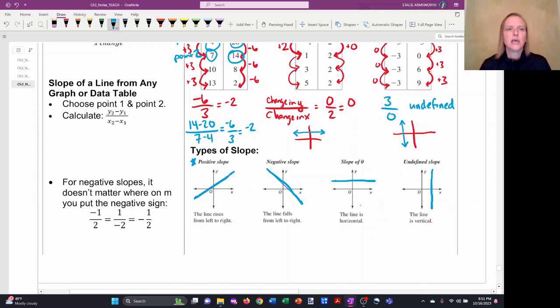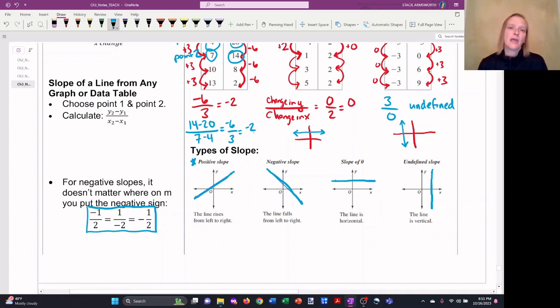One other point is if you do have a negative slope, it doesn't matter where in the fraction you choose to write the negative sign. You can write the negative sign on top, you can write the negative sign on the bottom, you can write the negative sign out in front of the fraction. These are all equivalent ways to express a negative slope.